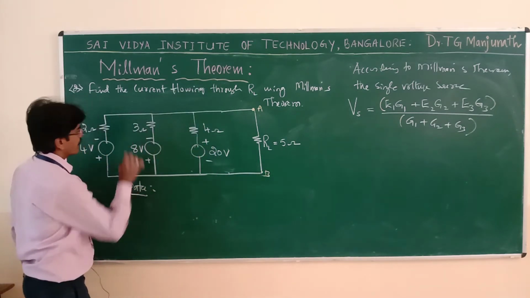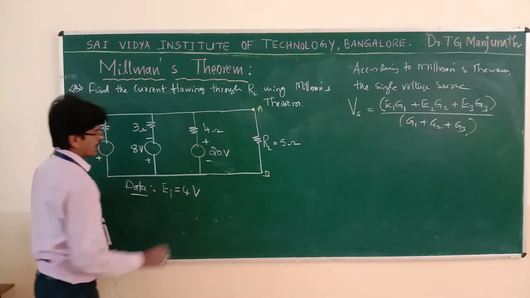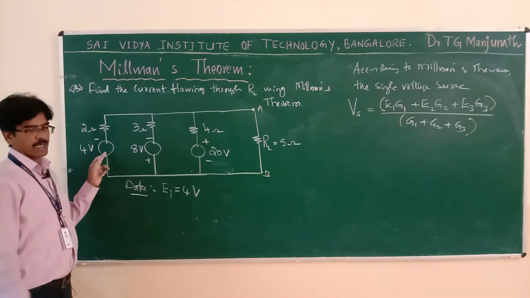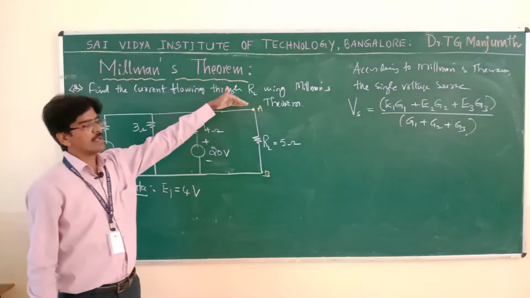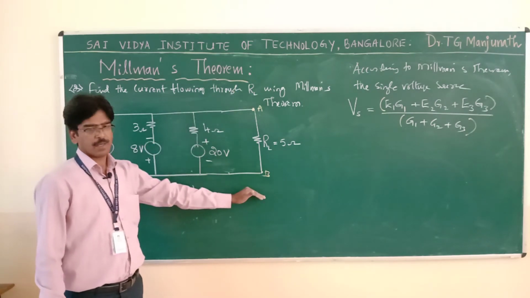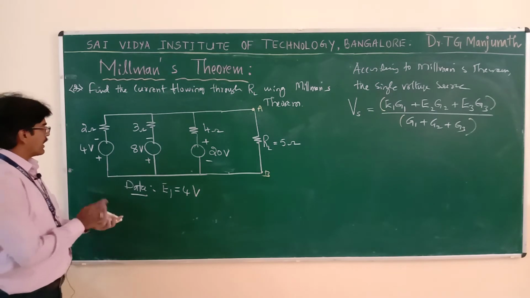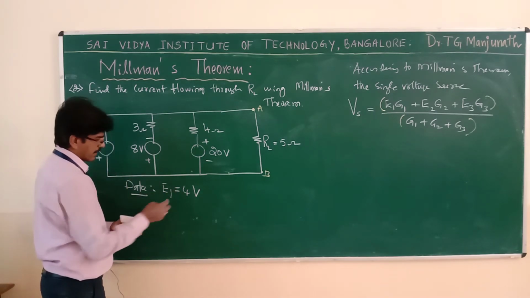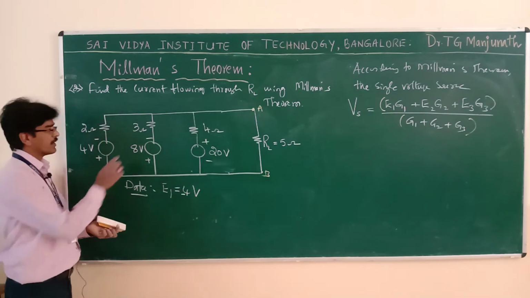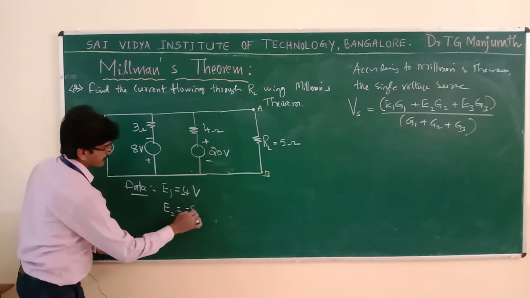Data, what is E1? E1 is equal to 4 volts. So very important is polarity. Earlier when we proved the theorem, we had taken the terminal A as positive, B as negative. But here it is opposite. Therefore I will write here the polarity for E1 as negative, that is, I will write here -4. Similarly E2 also -8.